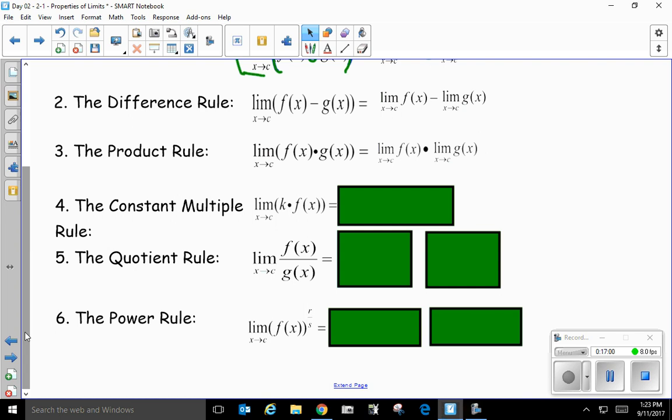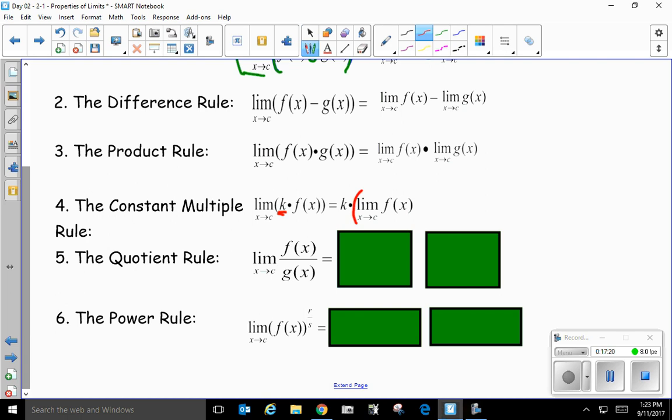The constant multiple rule. This k here stands for some constant. I can put the number 3 there, or 8. If I multiply 8 times some function, what I can do is take that constant out, take the limit of just the function, and then multiply it by my 8, or whatever constant it is. That's a really useful one. That can make life easier sometimes. If there's a constant in there, like a lead coefficient, I can take it out, find the limit of my function, then multiply the constant back in.